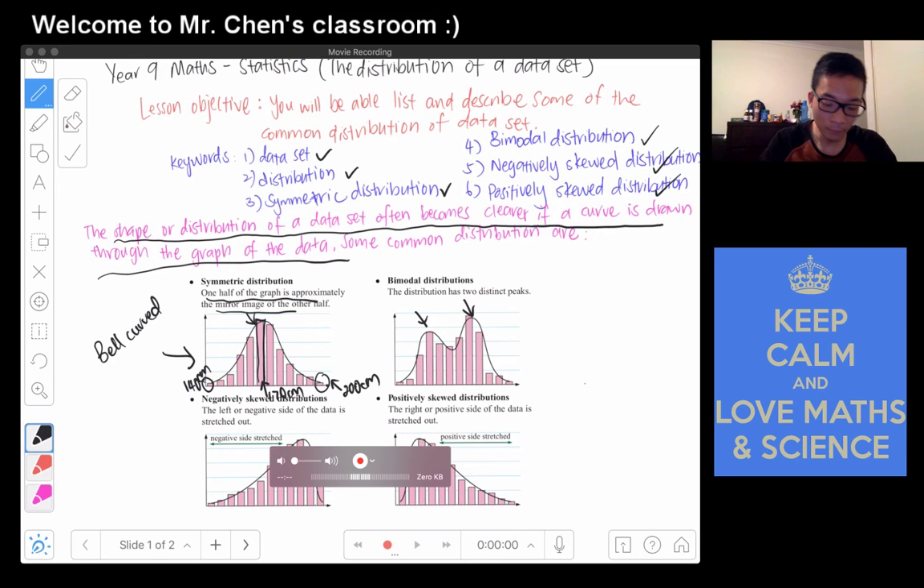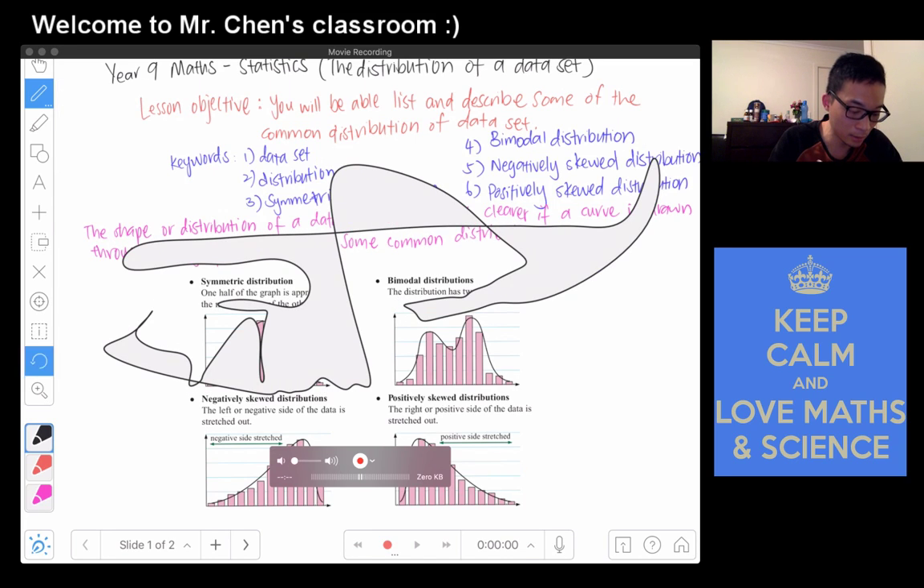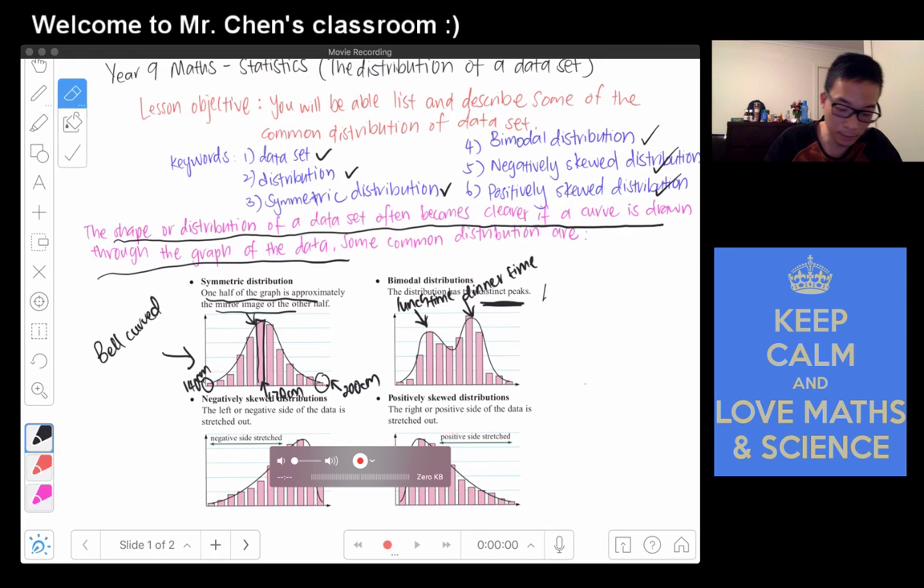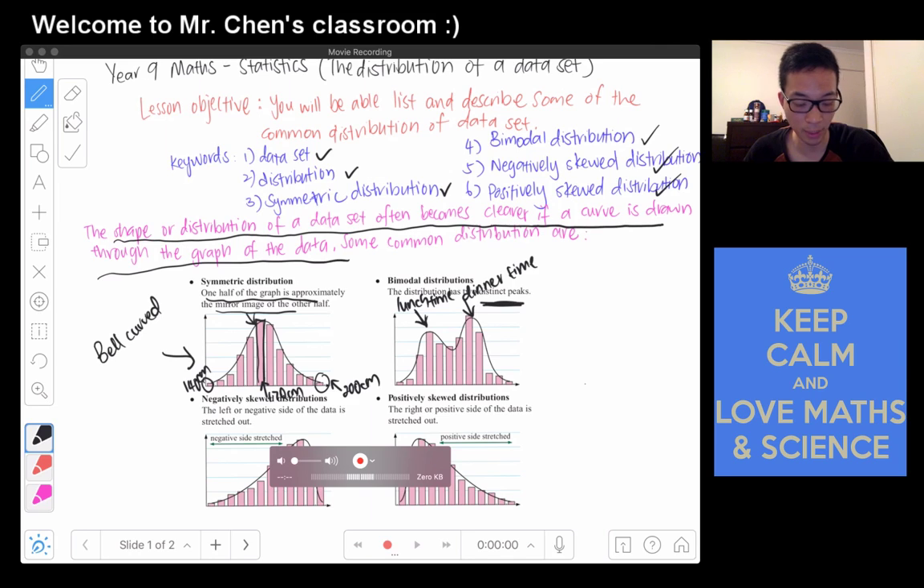Okay, so if I'm going to do this, I will guess that this will be lunchtime and this will be during dinner time. The distribution has two distinct peaks. That means two highs. So it will be something like the time of people going to get their food at the takeaway shop. So you'll see two peaks, lunchtime and dinner time.